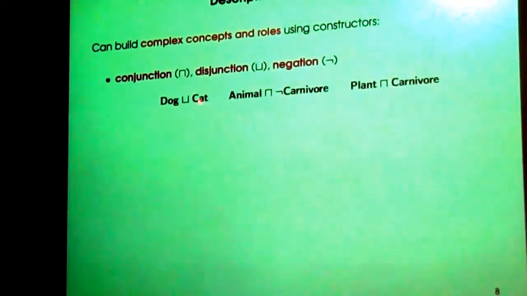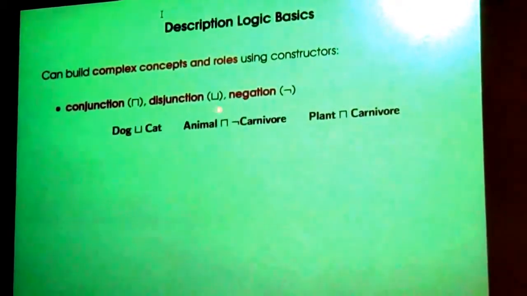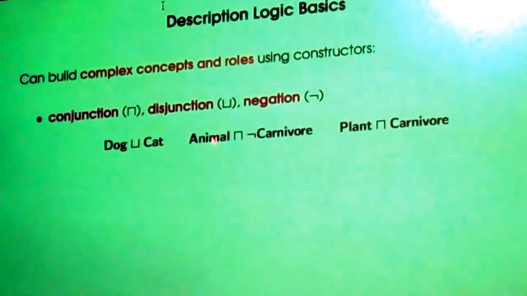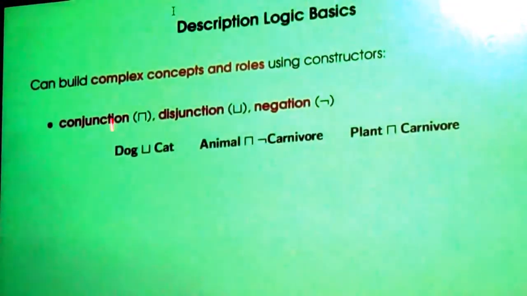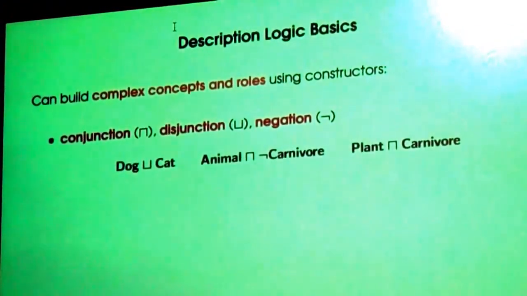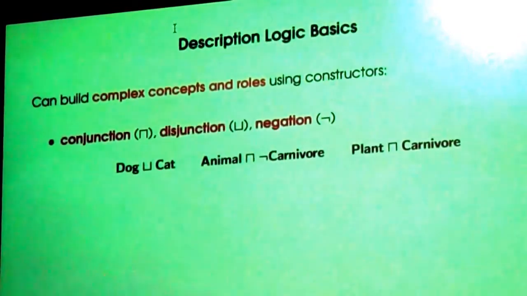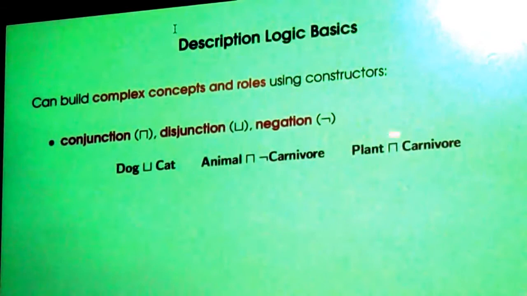So for instance, here I have the class of all dogs or cats. I have the class of all animals that are not carnivores. So conjunction corresponds to intersection of the sets, so it's really set theoretic semantics. Disjunction corresponds to union. I take the union of all dogs and cats, and negation is the complement, all things that are not carnivores. And here, we have plants that are carnivores. Okay, so those are the basic Boolean connectives.